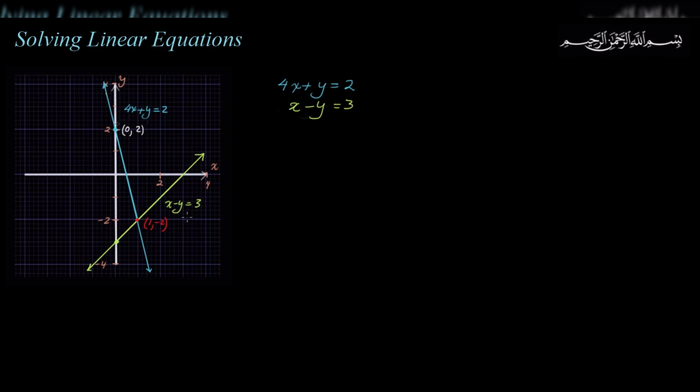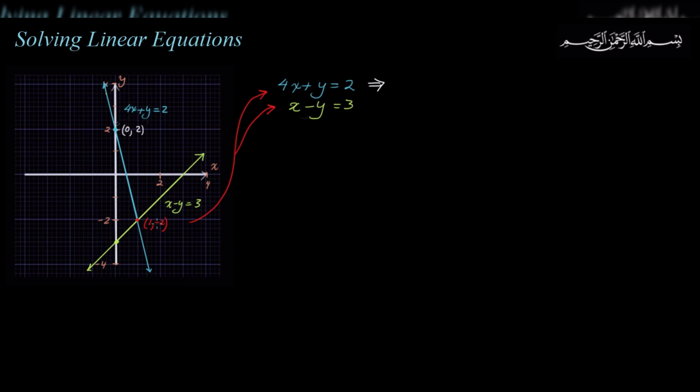In other words, if we substitute this point, 1, -2, over here and over here, they should both work. They should definitely both work because they're both on the line. And in fact, that's the only point in the whole Cartesian plane that will satisfy both equations. So as a matter of exercise, let's just do it.